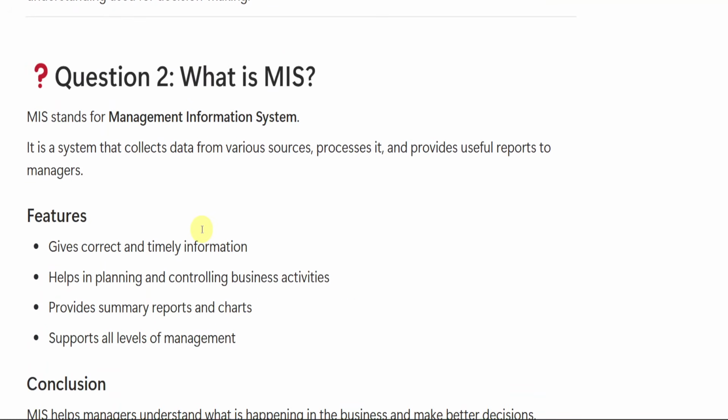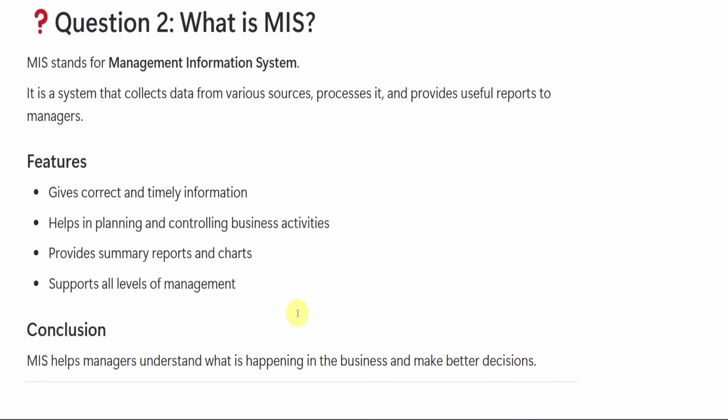What is MIS? MIS stands for Management Information System. As simple as that. It is a system that helps managers get correct information at the correct time. MIS collects data from different departments, processes it, and also prepares useful reports. Why is it important? Because it gives accurate and timely information. It helps the managers plan and control activities.